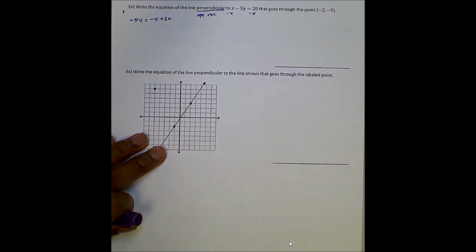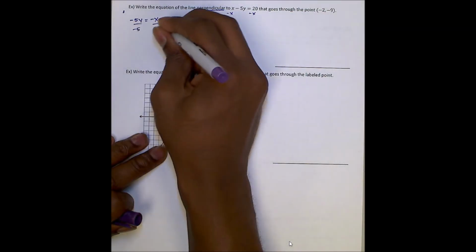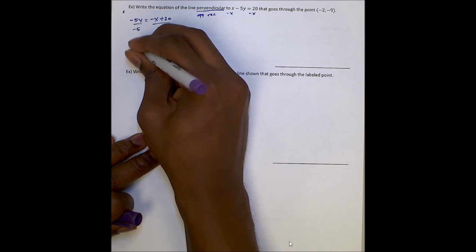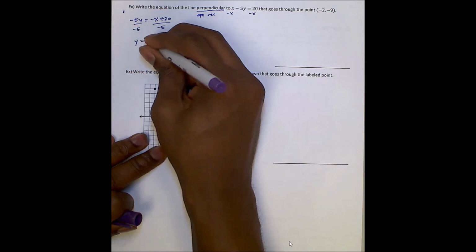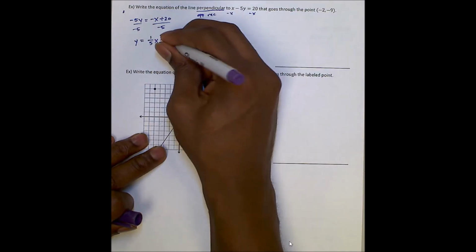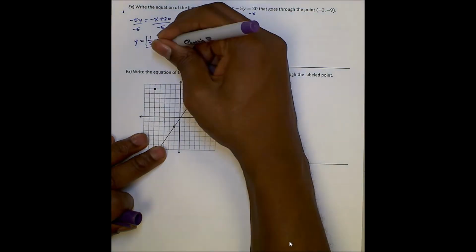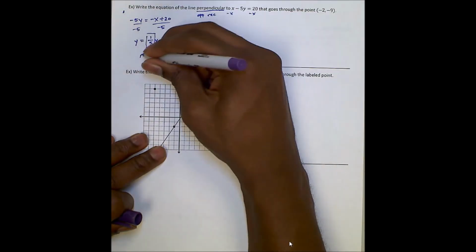Okay, and now I want to get y all the way by itself. I'm going to divide both sides by -5. And so y will equal 1/5 x, because negative divided by negative is positive, minus 4. Now, the important part that we just found was the slope. The slope of our original line was 1/5.